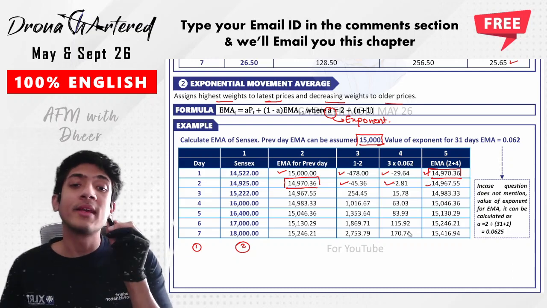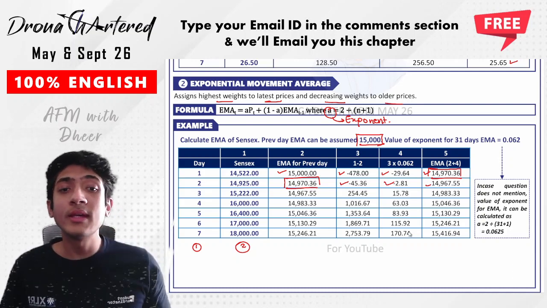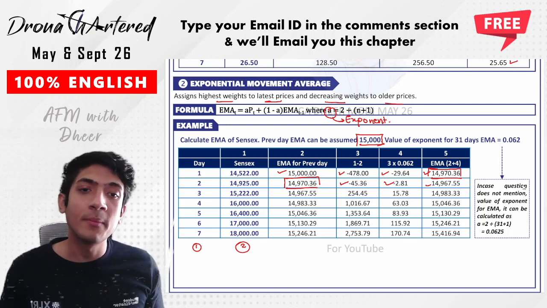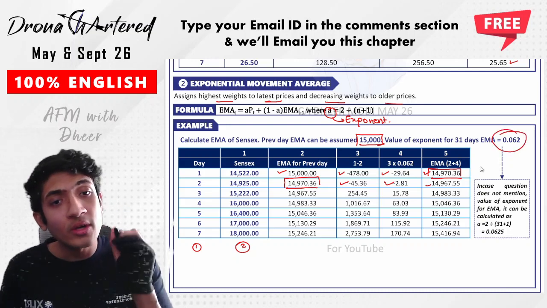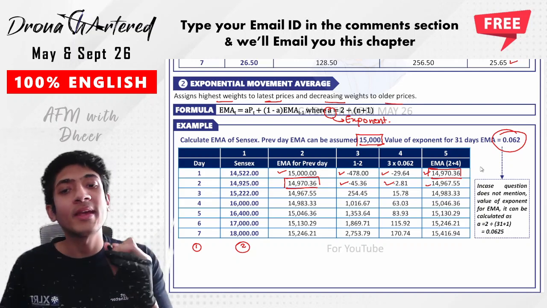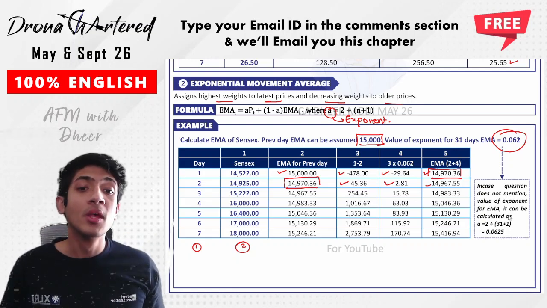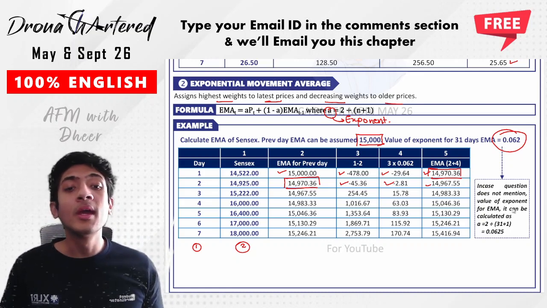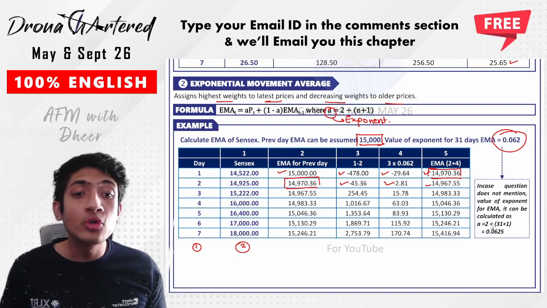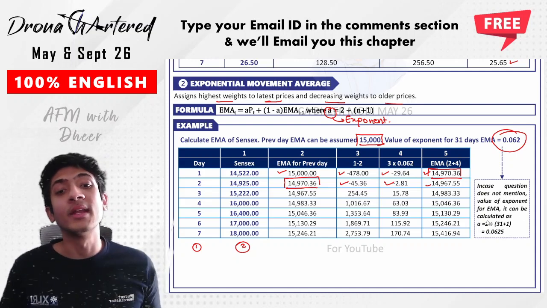Perfect. One thing you have to see is, say for example, the question did not give you this value. If the question did not give you this value, it can be calculated by yourself as well. So in case the question does not mention the value of the exponent for EMA, it can be calculated as 2 divided by 31 plus 1.